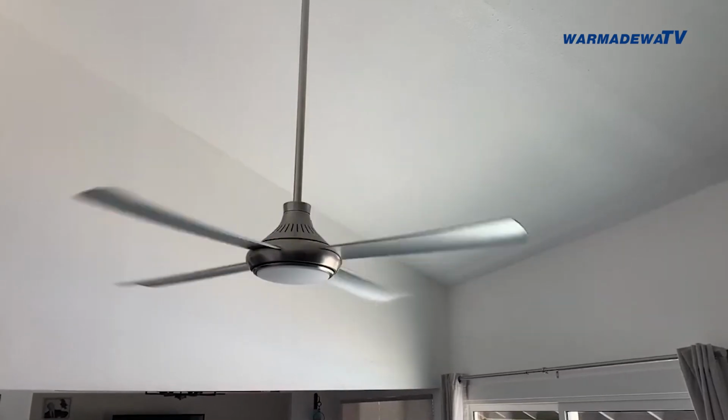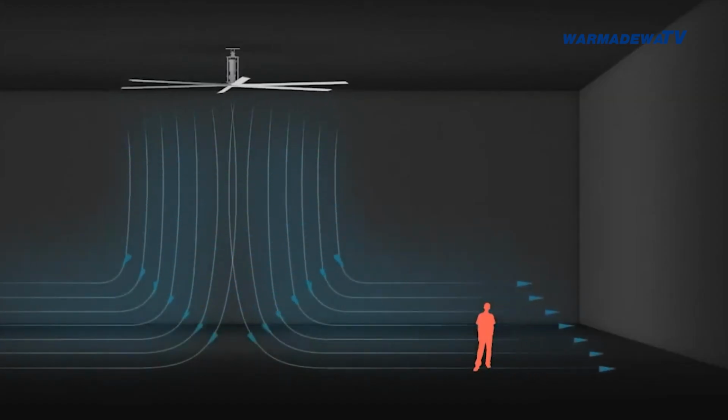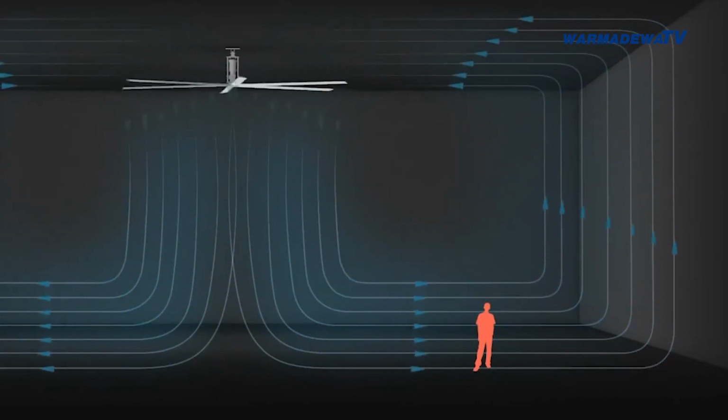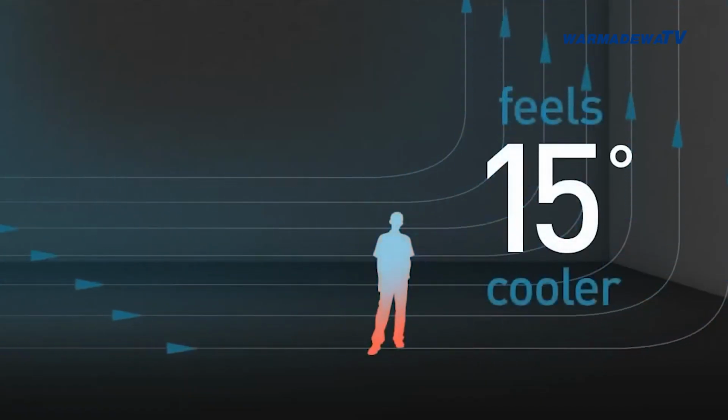Unlike the personal fans you use at home, HVLS fans rely on their size, not speed, to move a large amount of air. HVLS fans produce columns of air which flow down and horizontally along the floor until the column hits a sidewall or another fan that carries it further.